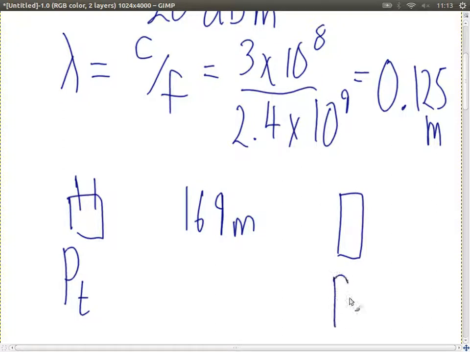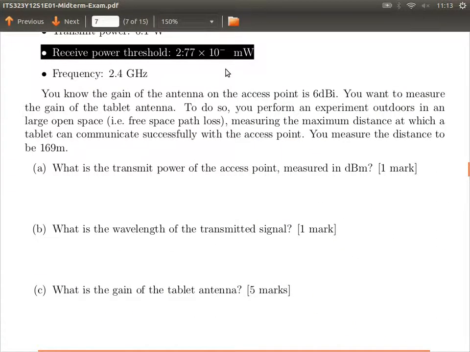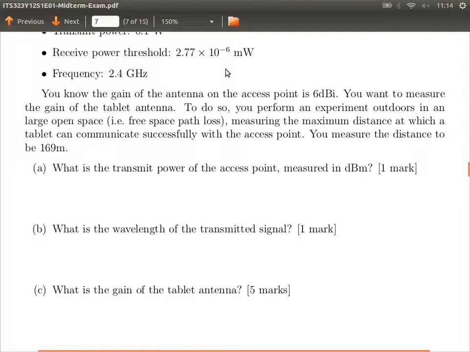So we receive at a power level, PR, which is equal to our threshold, which is given in the question to be 2.77 by 10 to the minus 6 milliwatts. So what it's saying is if we separate by 169 meters and one of them transmits with a transmit power of 0.1 watts, then the other one, if we're in free space, will receive with a power of 2.77 by 10 to the minus 6 milliwatts. Because if we go to 170 meters, the received power will be lower, below our threshold. If we were closer, the received power would be higher than the threshold, which is good. But if we go further apart, it would be lower than the threshold, which means we would not be able to receive. So in fact, if we separate by 169 meters and transmit at 0.1 watt, then we receive at 2.77 by 10 to the minus 6 milliwatts.